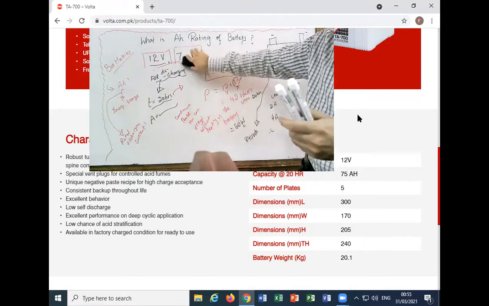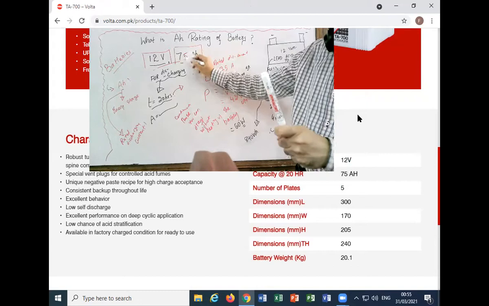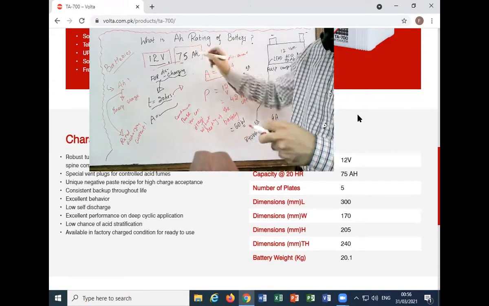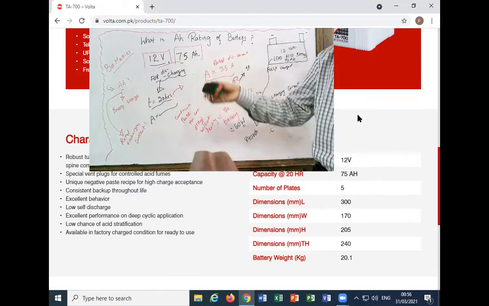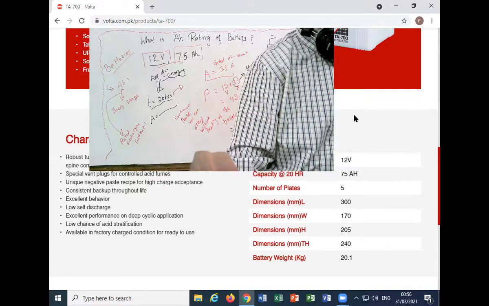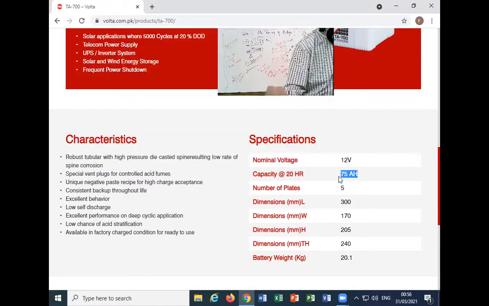This is a 75 ampere hour battery. Okay, 75 ampere hour battery, and it has been mentioned, so you can find out. We have just discussed that you can find out its ampere hour rating. Sorry, you can find out its watt hour rating as well, and how much this battery can last. So this is how you get the idea.